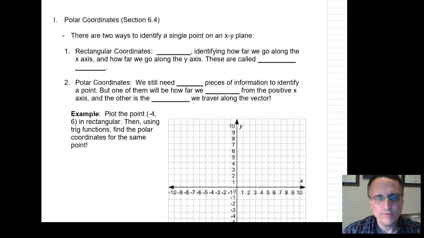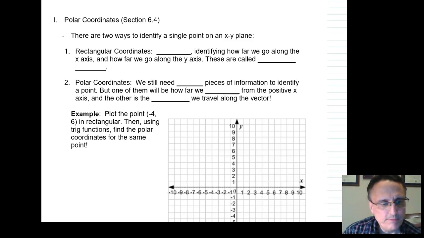Alright class, one more video I wanted to go over. So this is kind of an introduction to polar coordinates in 6.4. You don't have these notes, but you can still follow along here. Maybe take some paper out and jot down a few notes.